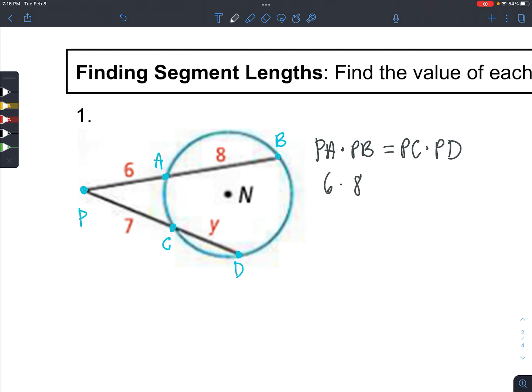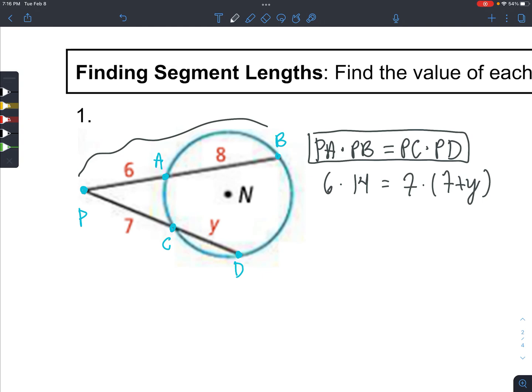So 6 times 8. I fell into a trap. What's PB? PB is this, which is 14. PC is 7, and PD is 7 plus y. Okay, so we've got to solve for y. I like doing this part. The setup is hard, but I think it's much harder to memorize those 3 equations versus just using this one. You just gotta know how to label it, okay?